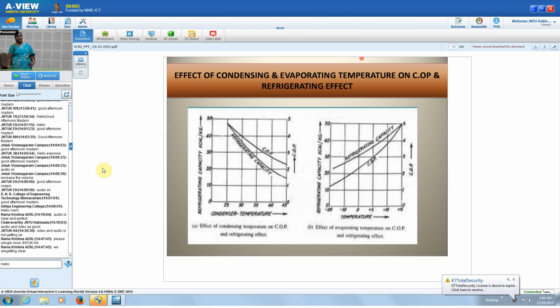Then you can see the right figure also. So that is the evaporator temperature versus COP. So when the evaporator temperature decreases or evaporator pressure decreases, then this COP also decreases. Evaporator temperature means instead of 0 degrees centigrade, we are reducing to minus 10 degrees centigrade or minus 20 degrees centigrade. In that case also we require more work input, which will reduce the coefficient of performance.